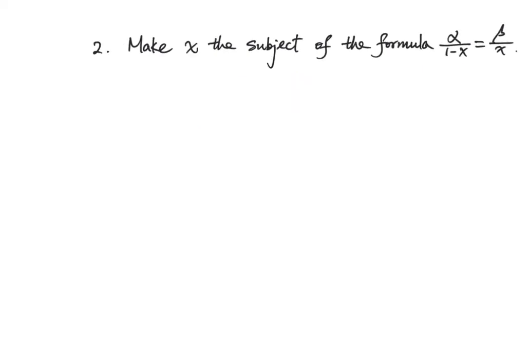Now here the second example: make x the subject of the formula. Alpha over (1 minus x) equal to beta over x. Let me copy down the formula. Alpha over (1 minus x) equal to beta over x. Because there are two denominators, I want to remove the denominators at the same time. Therefore, I need to multiply the products of the denominators. So the product of the denominators should be (1 minus x) times x.